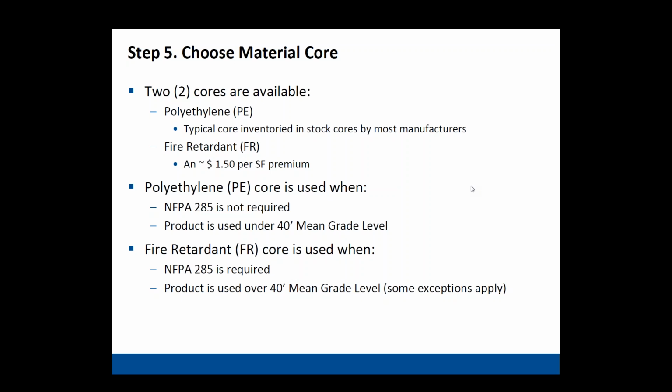In general, the polyethylene core is used when NFPA 285 is not required and the product is used under a 40-foot mean grade level. Now, there are some exceptions to that 40-foot rule, but they are very small exceptions and they're very confusing. So if you have questions on that, I would definitely consult your authority having jurisdiction, because it is a super complex exception to the rule. Now, the fire retardant core is used when NFPA 285 is required, and then as a general rule, when the product is used over 40 feet mean grade level.